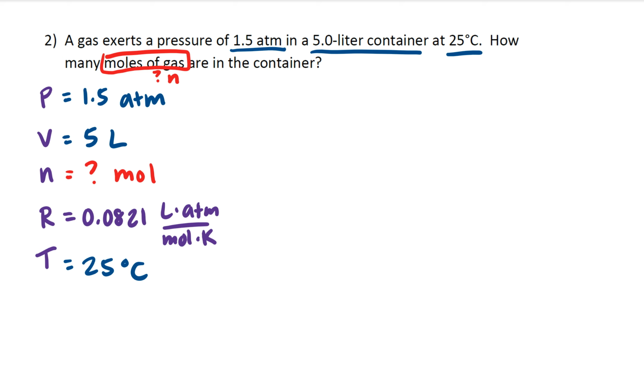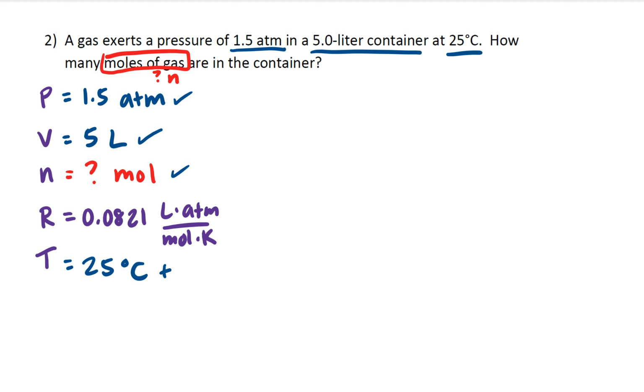Now, before I set up my equation, please check your units. Make sure your units are correct. Based upon your R, pressure needs to be in atm, which it is. Volume needs to be in liters, check. N needs to be in moles, yes. And then temperature needs to be in Kelvin. There's a problem here. Our temperature is in degrees Celsius. So we first have to convert our 25 degrees Celsius into Kelvin before we move forward.